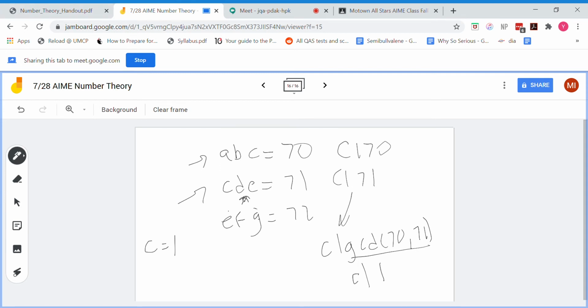Right, if we look at E, the same thing holds, right? E divides GCD of 71 and 72. So E also equals 1. And so if E and C are 1, then D is obviously 71, right? So we already fixed 3 of these.